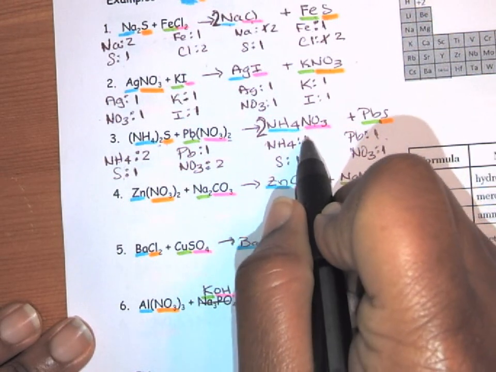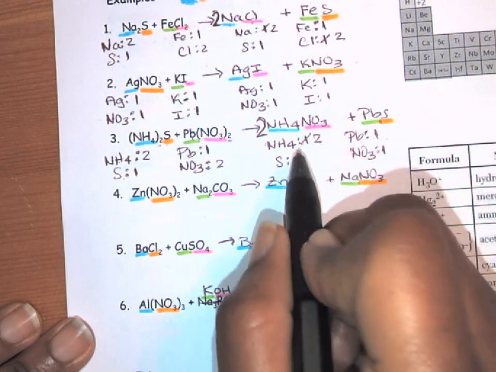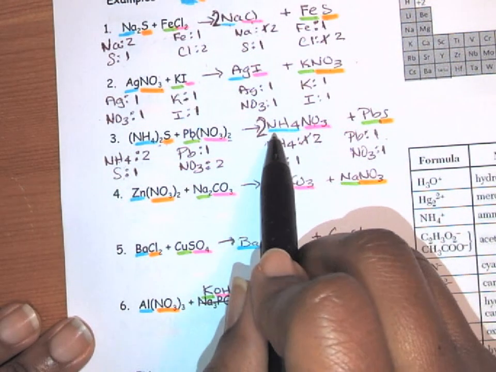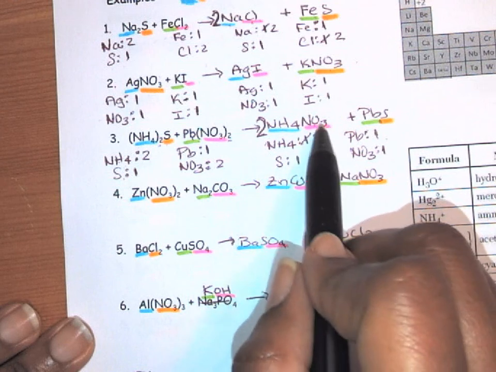All right, so that changes the number of ammoniums now, NH4s, to, I have 2 of them now, since I have a coefficient of 2. That also changes the nitrate in that compound.